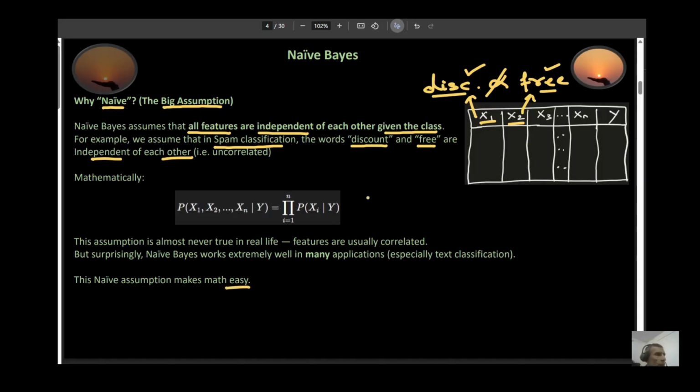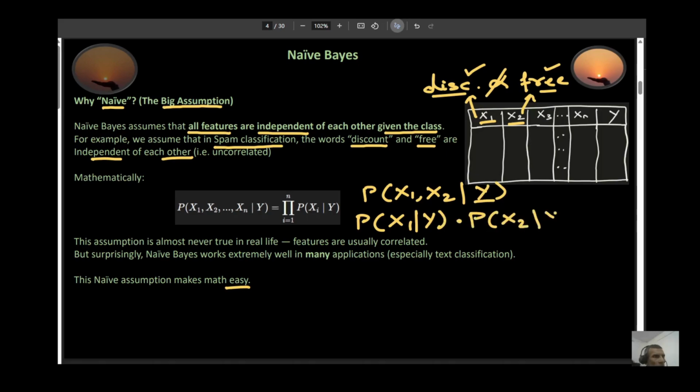So in this case, by making this assumption, I can rewrite this expression, probability of X1, X2 given Y, where Y is your label, which is whether an email is spam or not spam. Basically this means the probability that the word discount is present and free is present, given that the email is spam or not spam, is equal to the probability of X1 given Y, multiplied by the probability of X2 given Y. And we can rewrite this expression like this because we are making that naive assumption. So this is the general form of this expression.